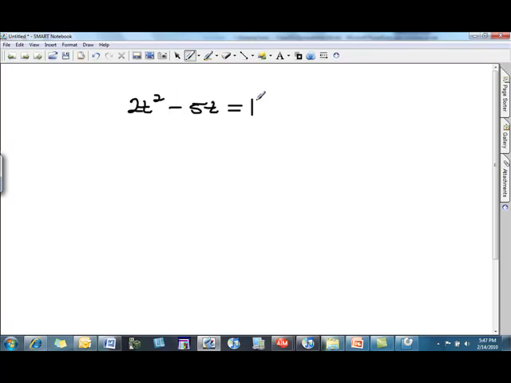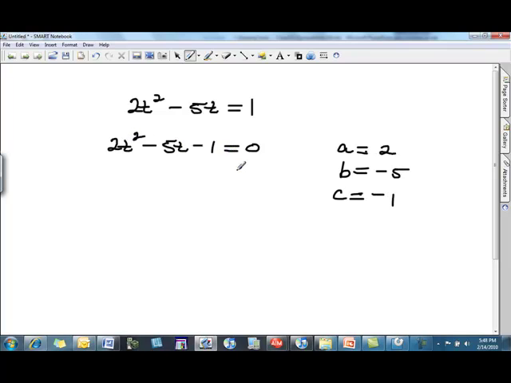So the first thing you want to do is set it equal to 0. You're going to need to bring the 1 across. Step 2 is going to be to determine A, B, and C. In this case, A is 2, B is -5, and C is -1. And you are simply going to plug them into your formula.